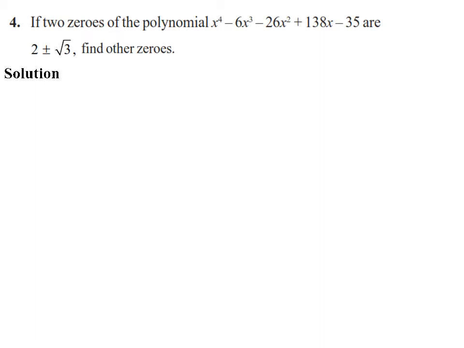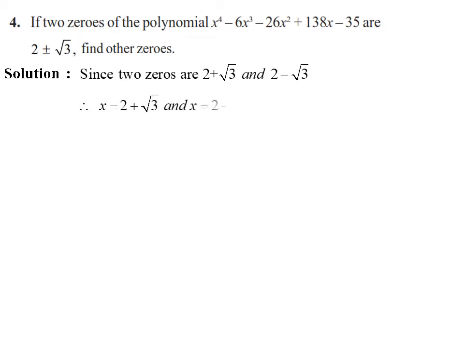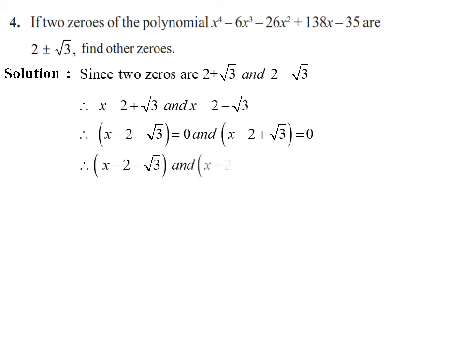The solution is: since the two zeros are 2 plus root 3 and 2 minus root 3, we can say x equals 2 plus root 3 or x equals 2 minus root 3. Now shifting all values to the left-hand side, I get x minus 2 minus root 3 equals 0 and x minus 2 plus root 3 equals 0. So x minus 2 minus root 3 and x minus 2 plus root 3 are factors of the given polynomial.